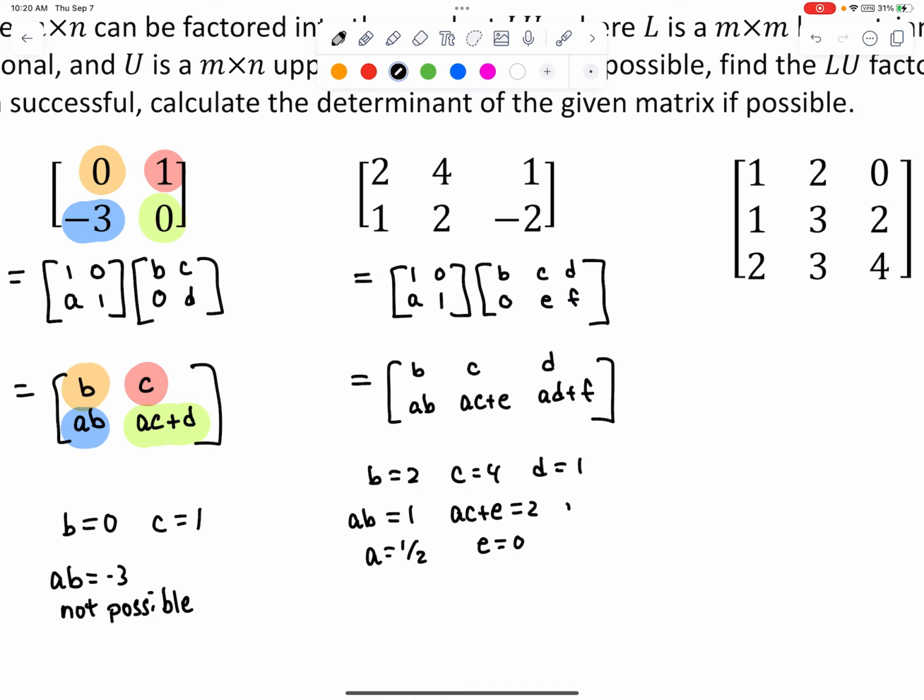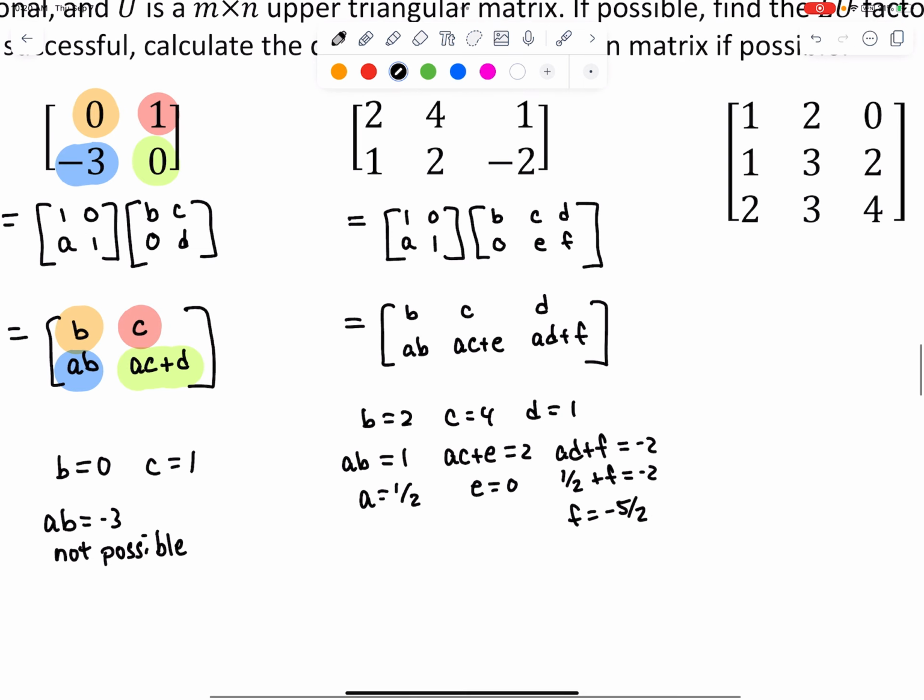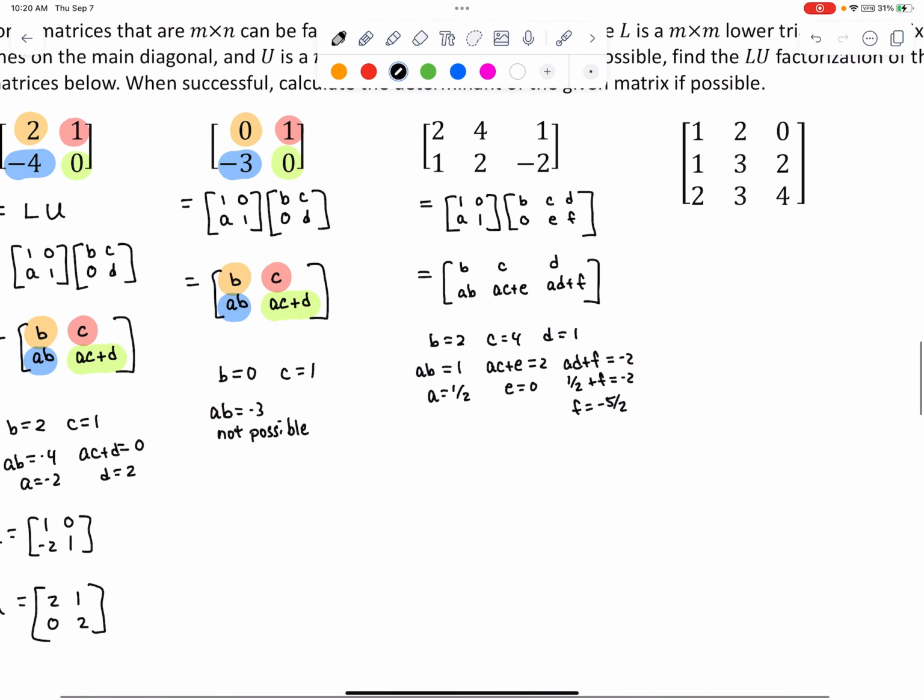And then finally, we have AD plus F has to be -2. Well, A is 1/2, and D is 1. So 1 times 1/2, I'll go ahead and do this as an extra step. So we have a 1/2 right there, plus F has to be -2. Subtract 1/2 from -2, and we get F has to be -5/2. Therefore, we now have an LU factorization.